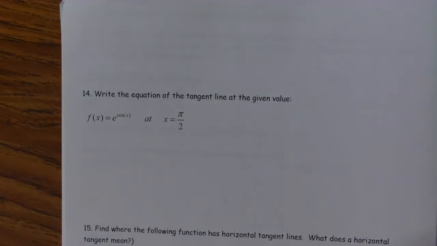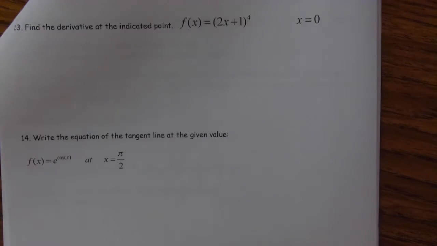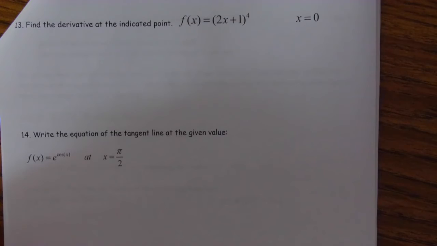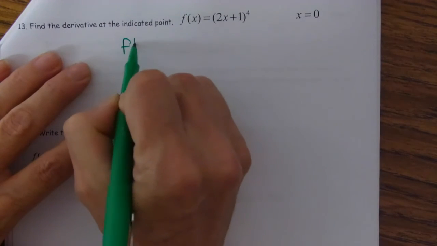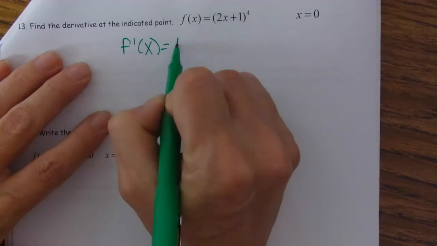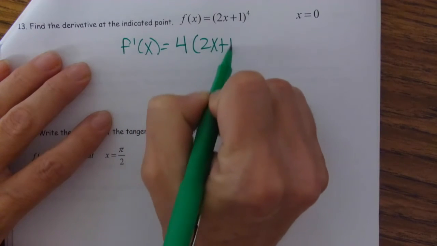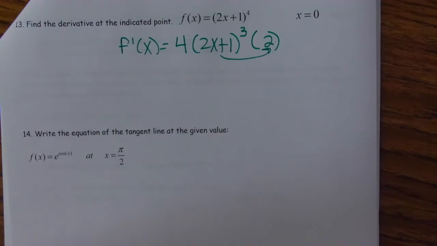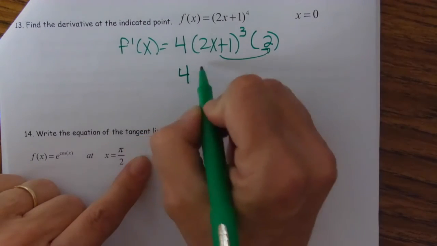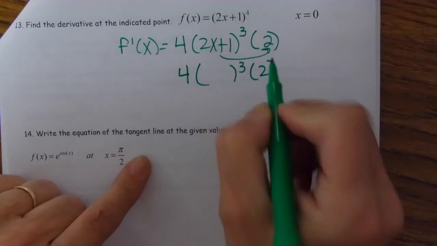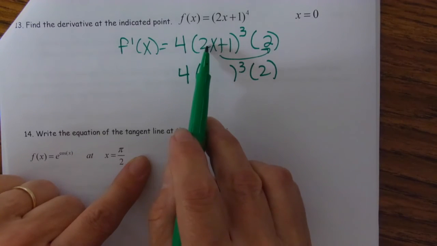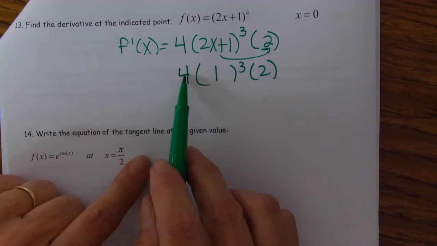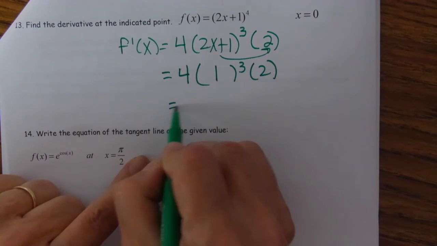All right, so now we're faced with, find the derivative at the indicated point. So that means find the derivative and then plug 0 in for x, right? So what is the derivative? It's going to be 4, 2x plus 1 cubed times the derivative of that, which is 2. So if you put 0 in, what do we get? 4 something cubed times 2. If you put 0 in here, 2 times 0 is 0 plus 1 is 1. So 1 cubed is 1 times 4 is 4 times 2 is 8.